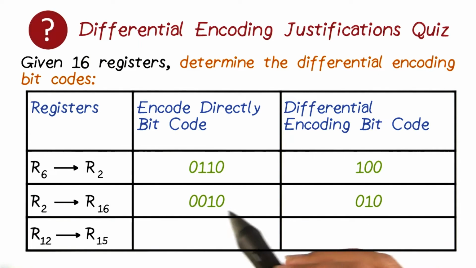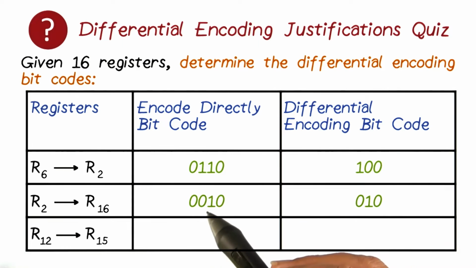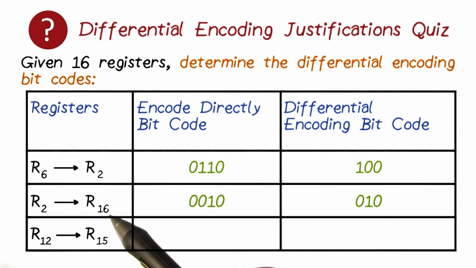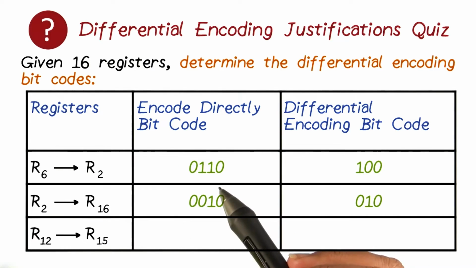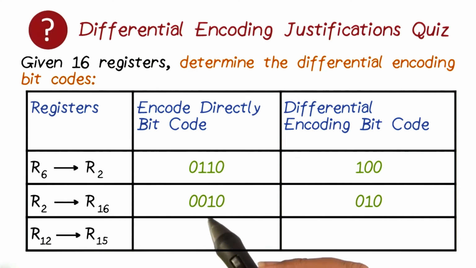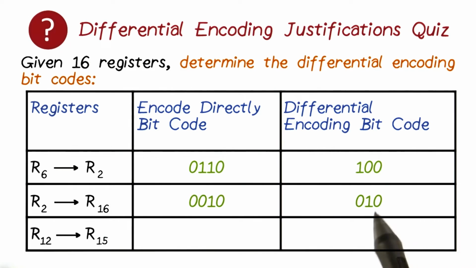One of the things that you should notice here is I am showing this as 4 bits because in order to encode things as high as R15 and so on, the register numbers, we will need 4 bits in direct encoding, whereas all the differences are confined within 7, and that's why we will need only 3 bits here.